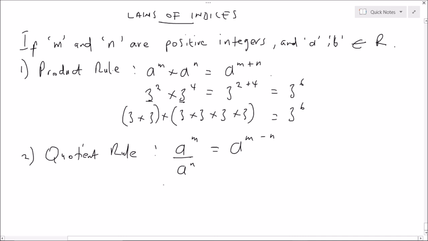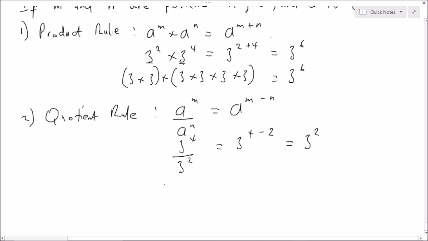So, for example, for instance, 3 exponent 4 over 3 exponent 2 will give us 3 exponent 4 minus 2. This gives us 3 exponent 2.